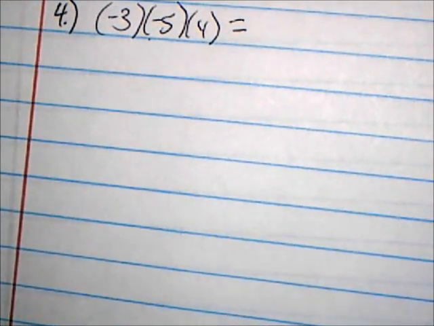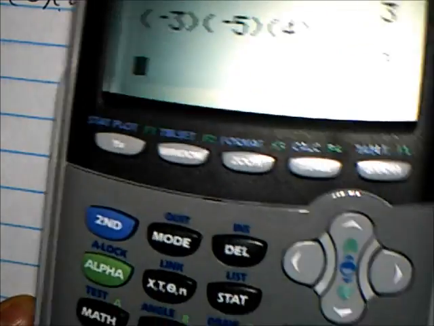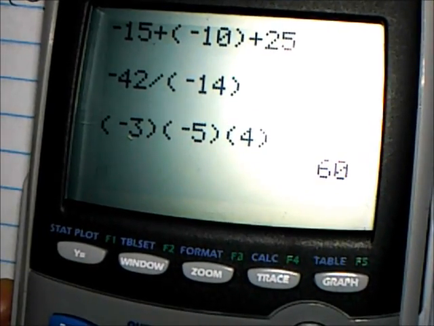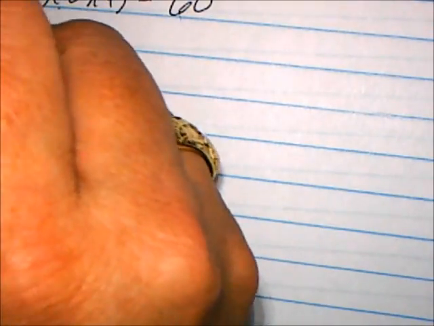Number 4. Negative 3 in parentheses, negative 5 in parentheses, and a 4. What do the parentheses mean you're doing? Multiplying. All right, so here we go. You said 60? Yep, 60. It is. Anybody having trouble putting these values in the calculator? We're kind of going fast through these. Anybody having trouble? No? Okay.